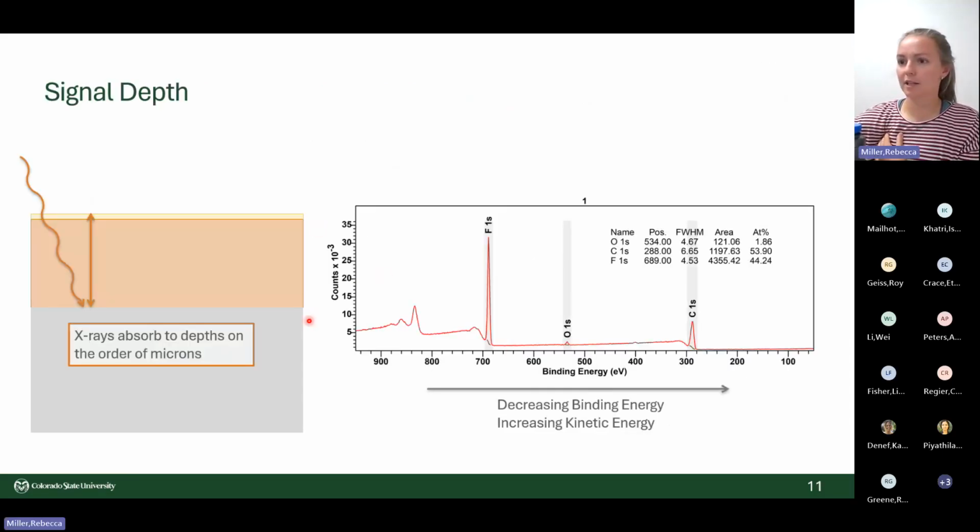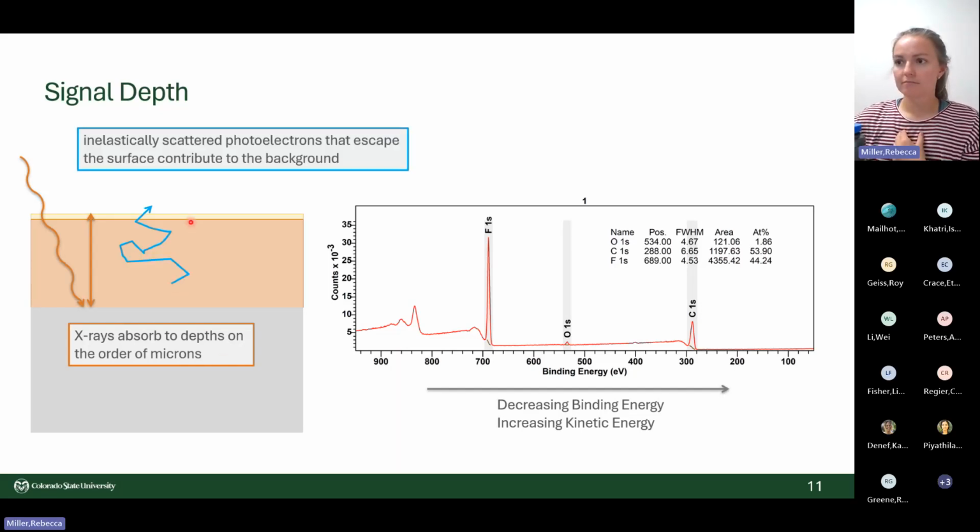Okay, let's talk about signal depth. The X-rays absorb relatively deeply into the sample, on the order of microns, which means that electrons are being kicked out of atoms that far deep into the sample. If an electron's kicked out far into the sample, it's going to inelastically scatter at various points before it makes its way to the surface, if it does. And when it then gets ejected from the surface of the sample, it has a lot lower energy than it did when it was initially ejected. So these are called inelastically scattered photoelectrons. They might still escape and make their way to the detector.